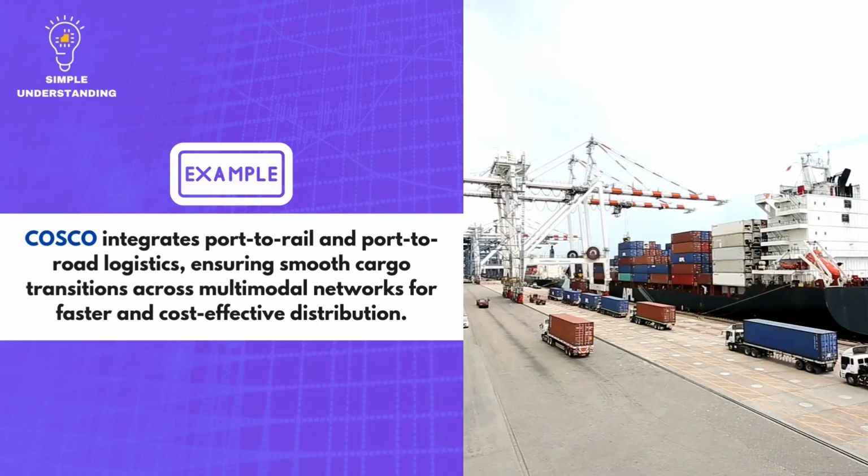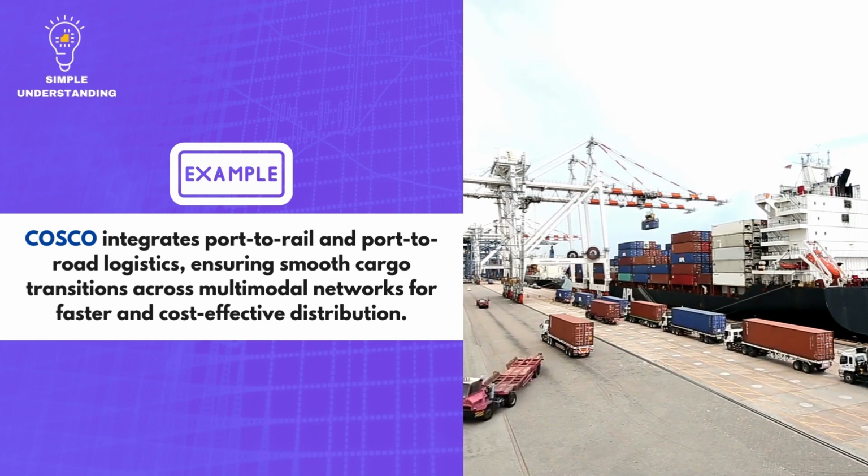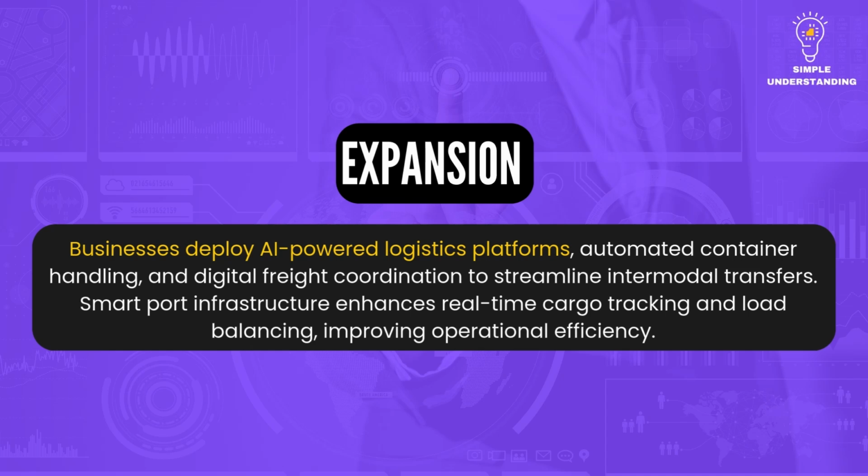Real company example: Costco integrates port-to-rail and port-to-road logistics, ensuring smooth cargo transitions across multimodal networks for faster and cost-effective distribution. Expansion: businesses deploy AI-powered logistics platforms, automated container handling, and digital freight coordination to streamline intermodal transfers. Smart port infrastructure enhances real-time cargo tracking and load balancing, improving operational efficiency.